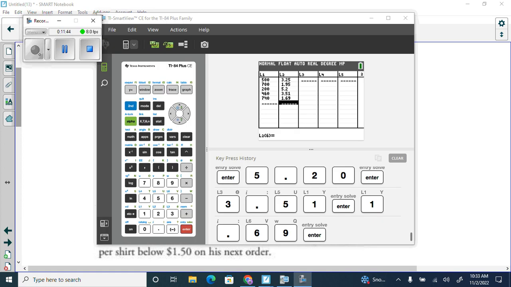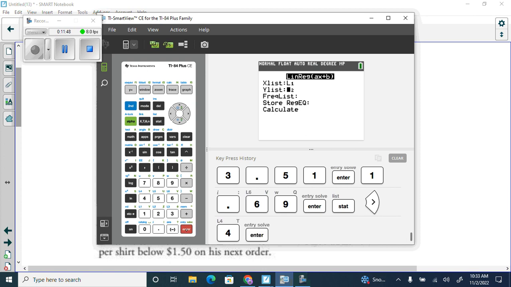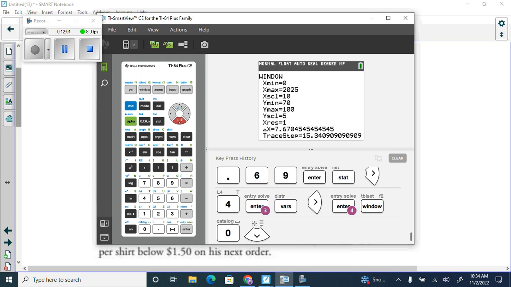So, we're going to go stat, calc, linear. Get it into your y equals. Now we're going to change our window. The window, the x is number of shirts. How many number of shirts can I minimum out at? 0. And the highest number of shirts here is 740. I'm going to do 1,000.